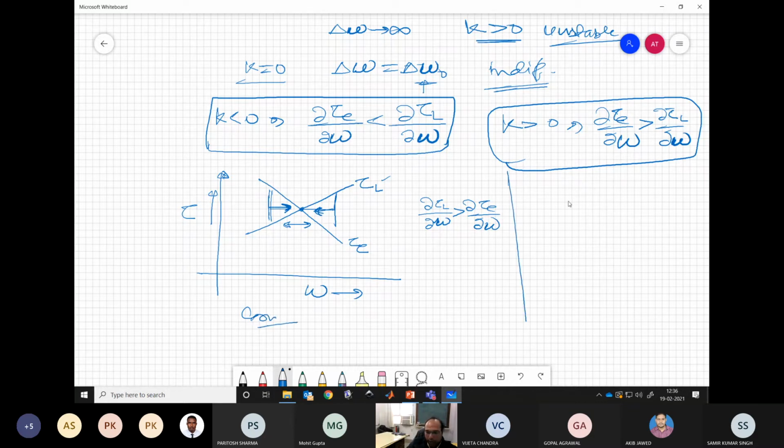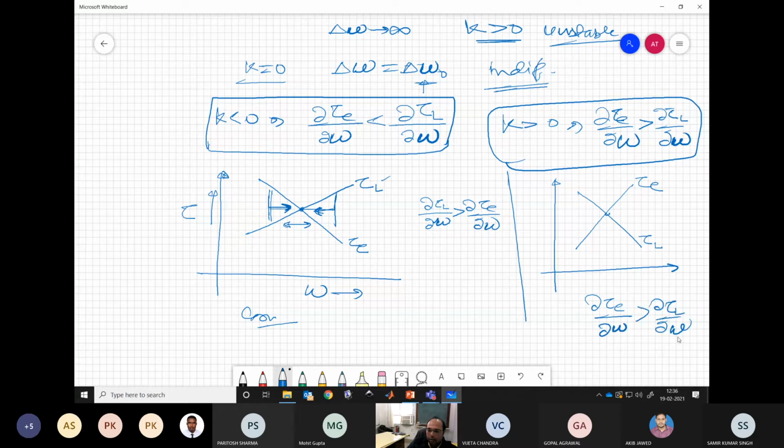The second scenario is the unstable system, where we have the exact opposite of this. Let us say this is your electromagnetic torque and this is your load torque. So clearly here dou tau E by dou omega is greater than the load torque slope. Now any perturbation given to this system will take the point away. So either the system will collapse with speed going lower or it will collapse with speed going higher.